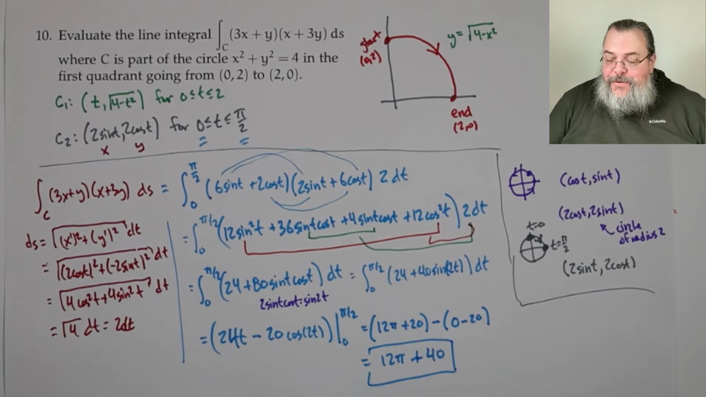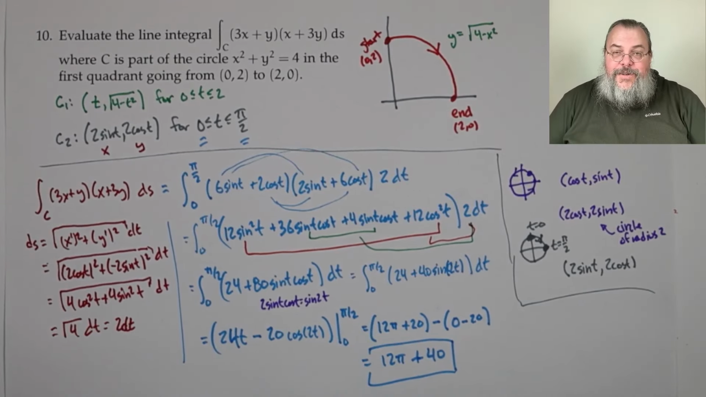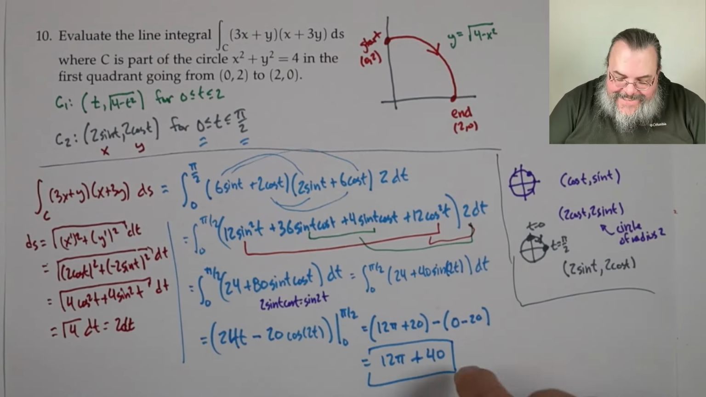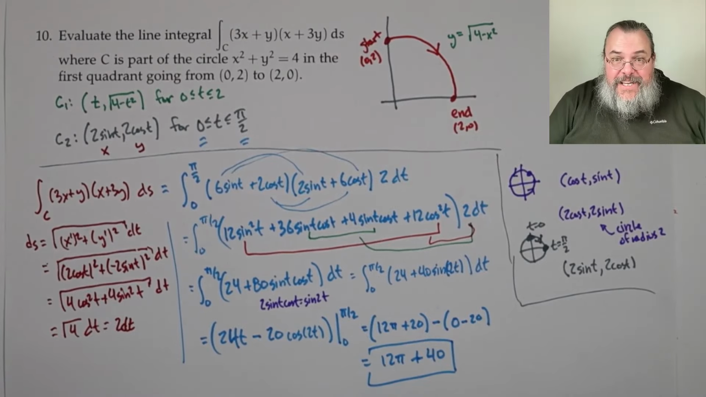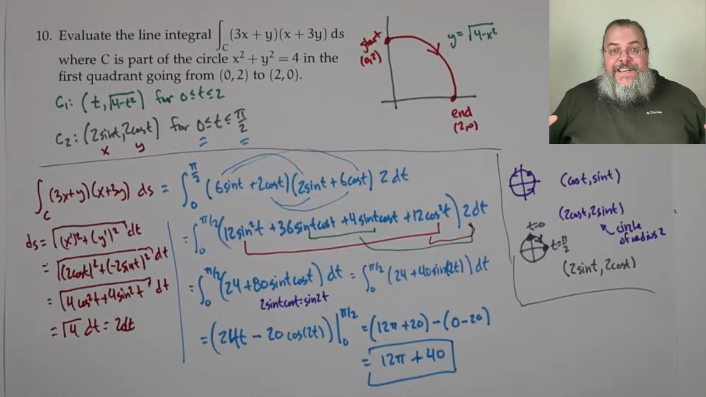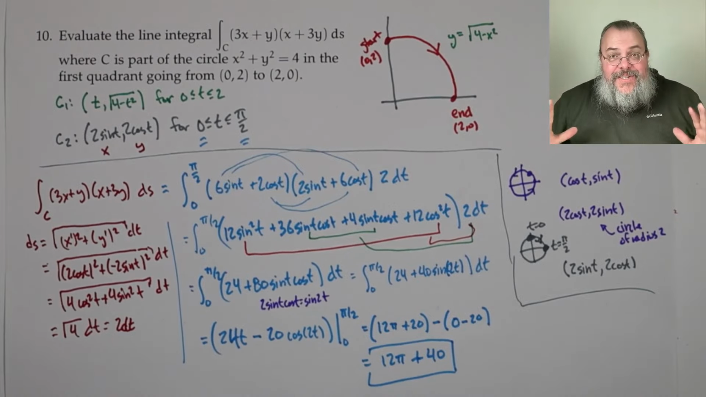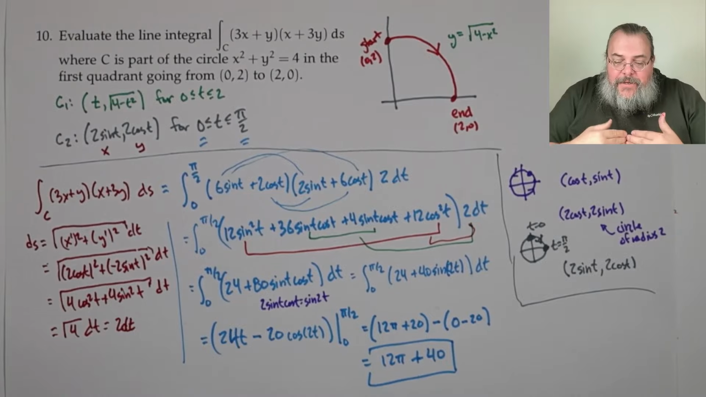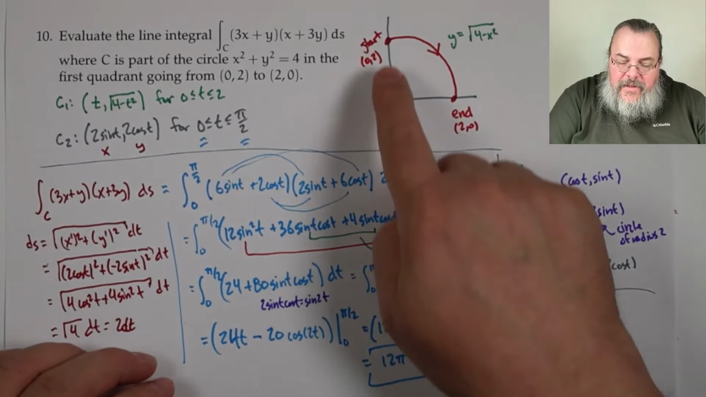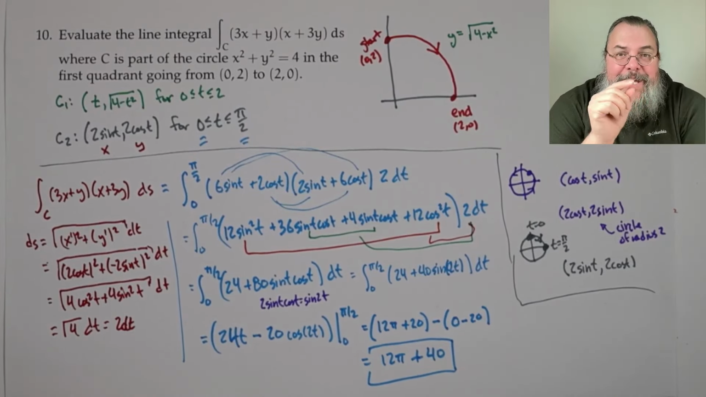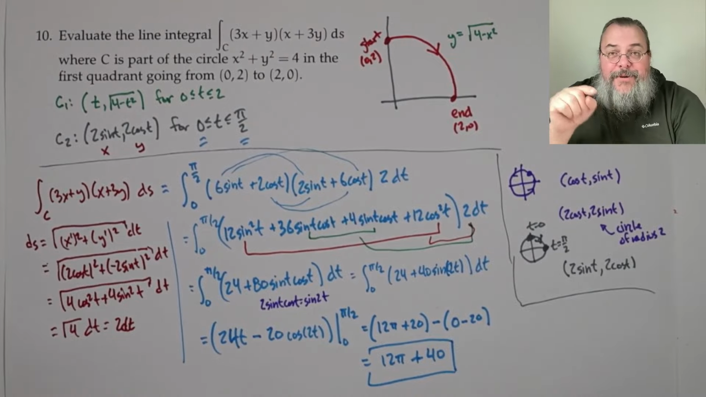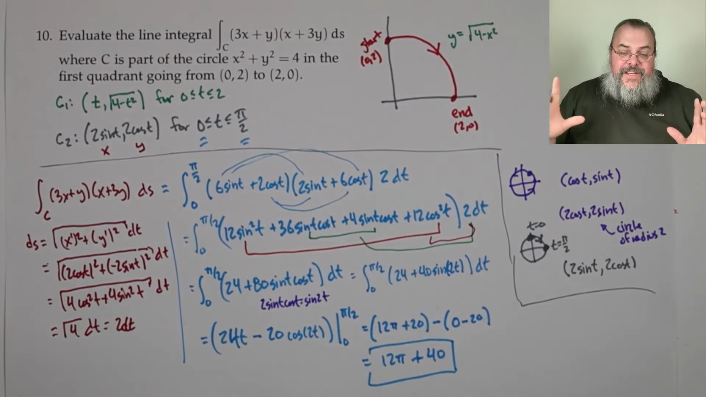What'll happen if we use curve 1? Before we start, do we know the answer? Yes, it's got to be 12 pi plus 40. It has to be, because there's consistency. It doesn't matter which curve you travel. That's not right. It doesn't matter the parameterization for the curve you travel. That's what I meant to say.